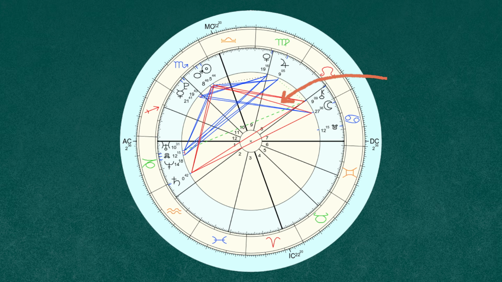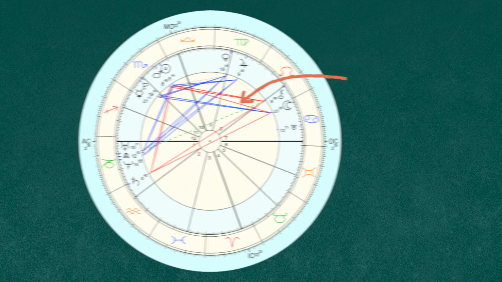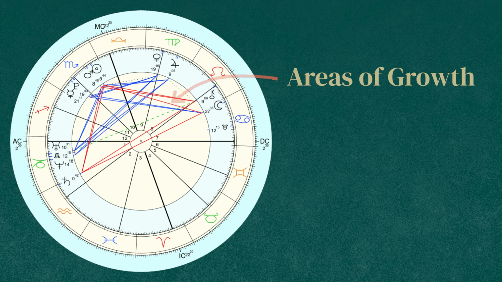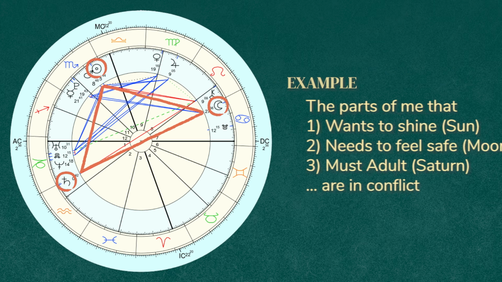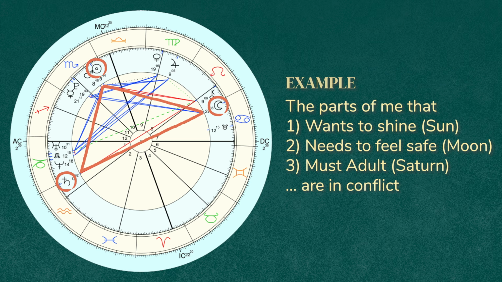In short, the red lines between planets are going to indicate areas of growth. This is where the inner actors within your psyche don't really get along, and so there's a natural conflict that causes you to grow and become more conscious in order to resolve that inner conflict that you feel.